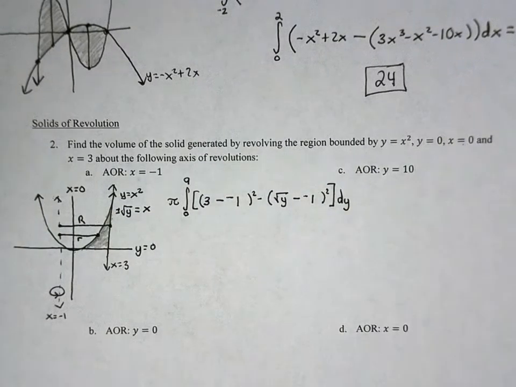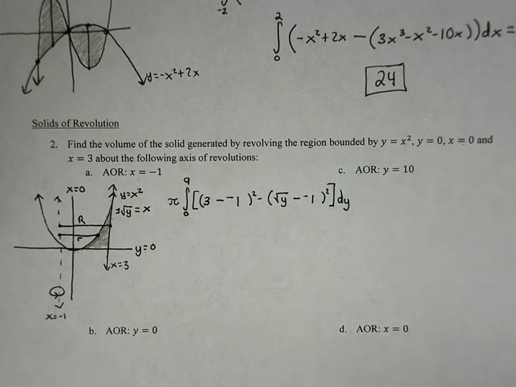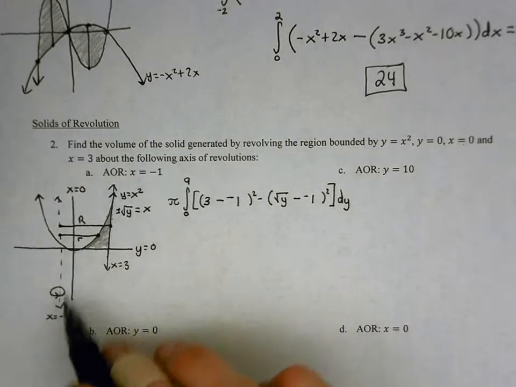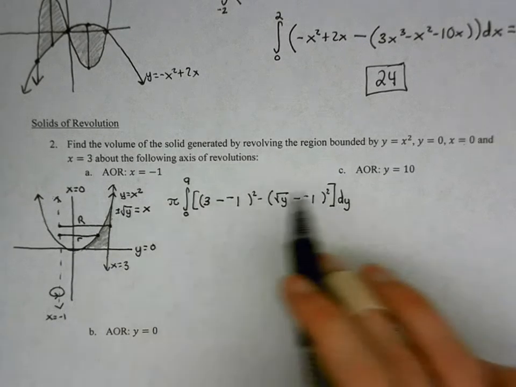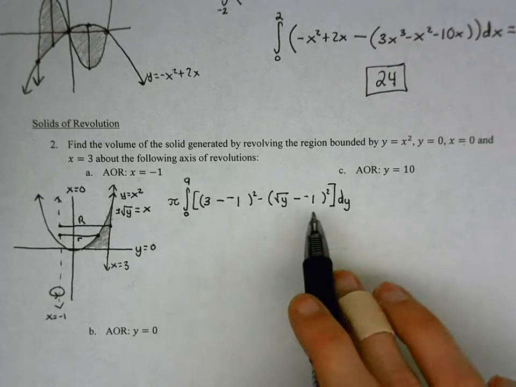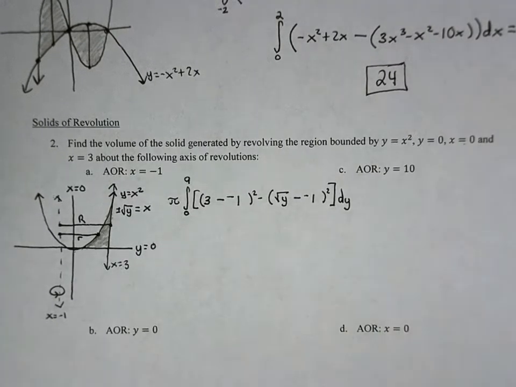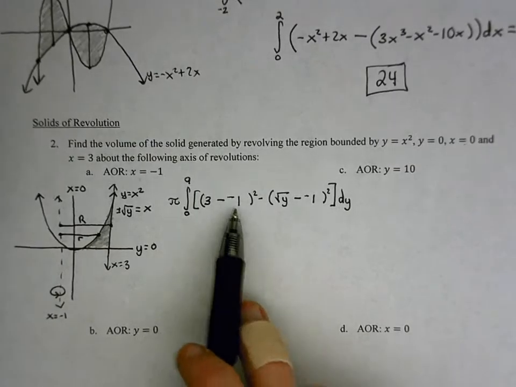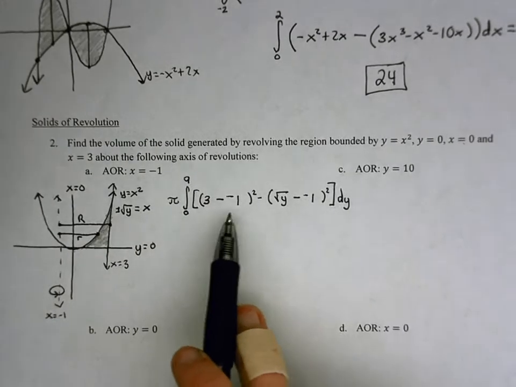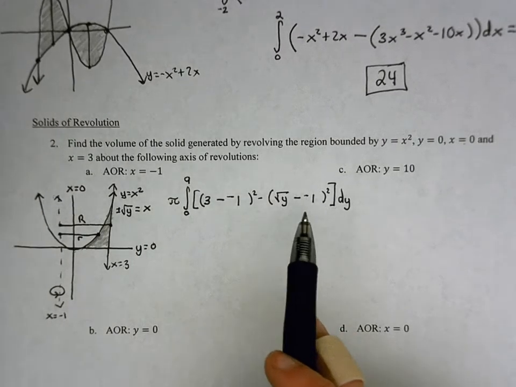And that's something you should see for all of these problems. Your axis of revolution, whatever it happens to be, should show up in both your big R and your little r. It might be at the back or it might be at the front. It might be the upper or the lower. That all is connected to where your shaded region is in relation to the axis of revolution. But your axis of revolution, in this case -1, should show up in both your big R and your little r if you set up your integral correctly.